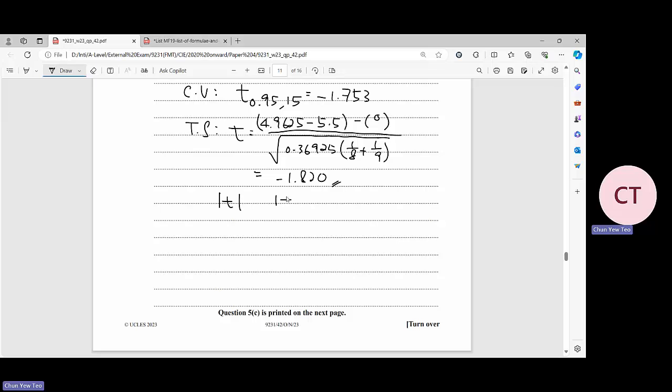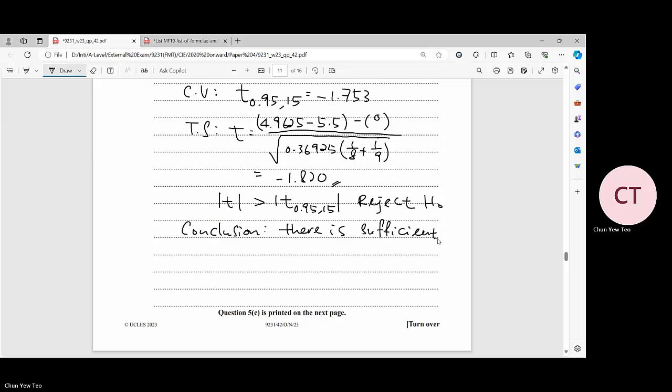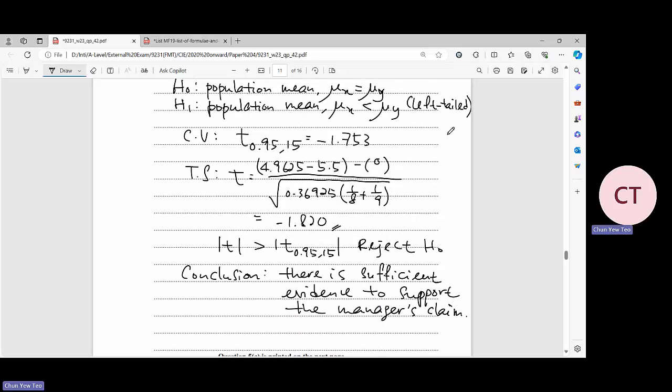Take the modulus of the t value and the critical value. Compare, and you can see that your test statistic is actually greater than the critical value. So you need to reject H naught. Conclusion: there is sufficient evidence to support the manager's claim. Okay, so that is the answer for part B.